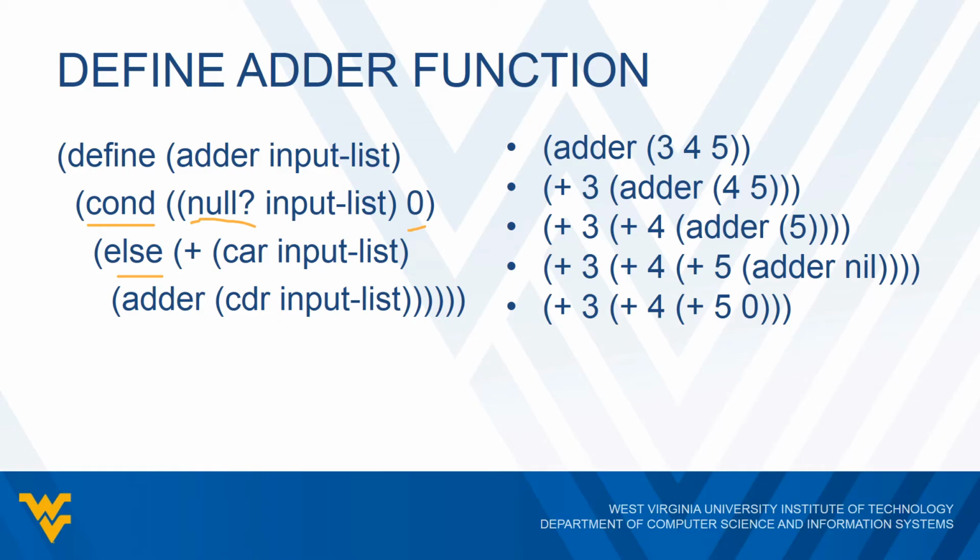We're going to handle this part of the operation first. We're going to add 5 and 0 together, and that's going to give us 5. So now we have plus 3 and then plus 4, 5. We're now going to evaluate the plus 4, 5 part. That's going to give us 9. So we get plus 3 and 9. We evaluate that, and it gives us 12.